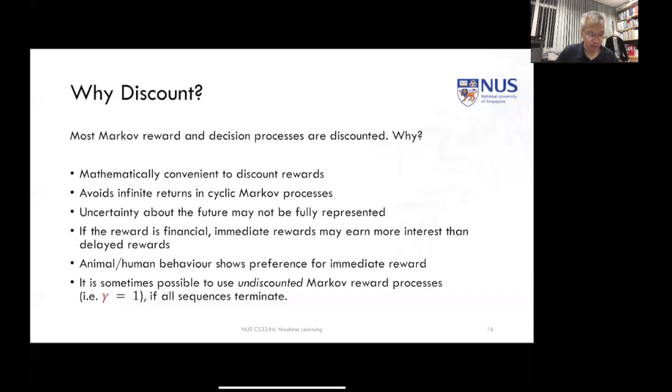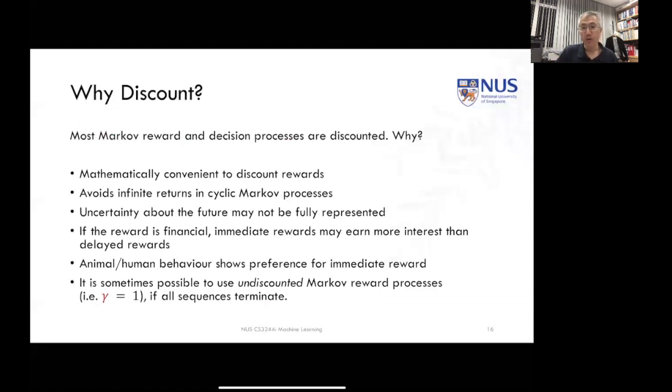Okay, and from a psychological perspective or a sociological perspective, even animal and human behavior has been shown in field studies to show preference for immediate reward. We all have heard of the donut reward system for children to see whether they have the possibility of having delayed gratification, which might help them later on in life.